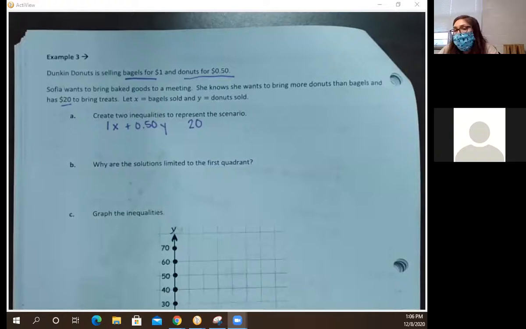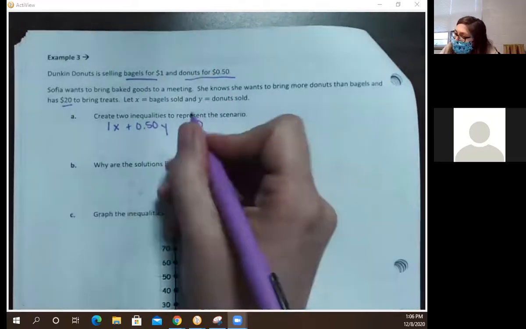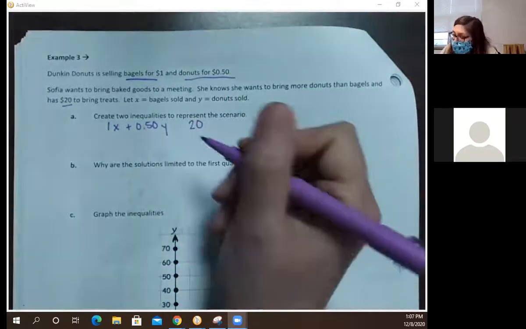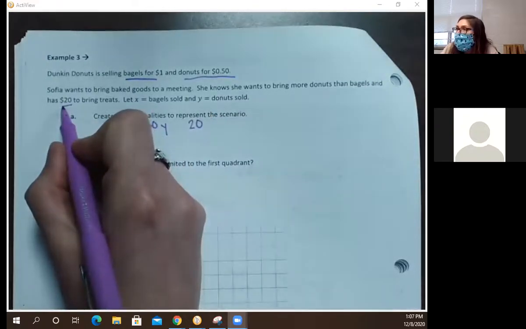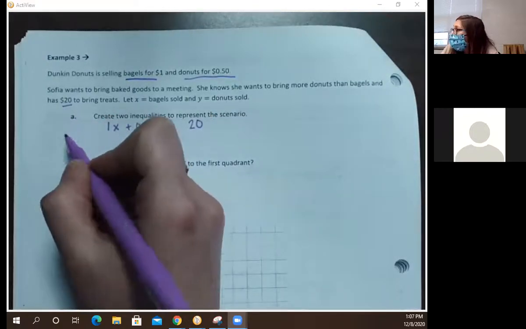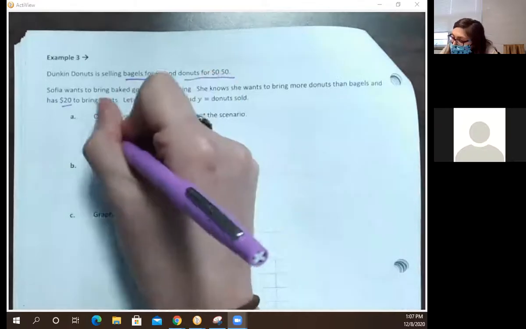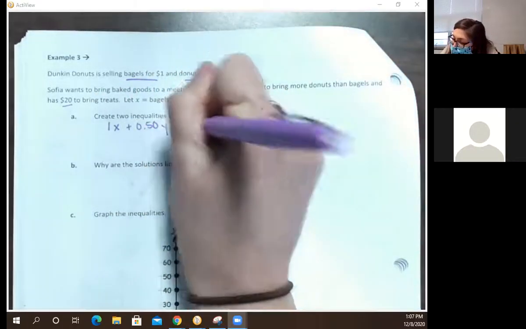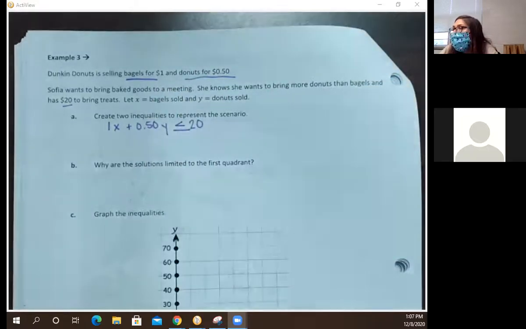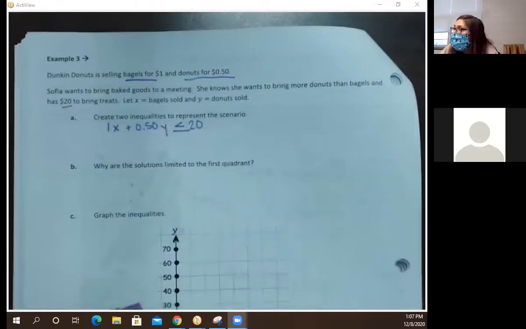Now, for your quiz problem last week, you knew exactly how much money you made off of your ticket sales. So we put an equal sign between these things. But here we're talking about money I have to spend. Do I have to spend all $20? No, I could spend less than that. So this amount that I'm going to spend on donuts and bagels needs to be less than or equal to 20. I could spend all $20, but I don't have to. So there's my first equation.